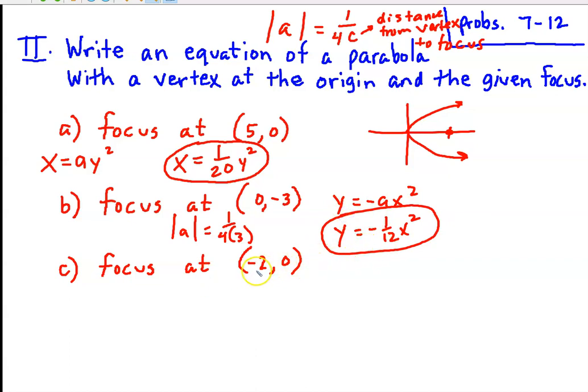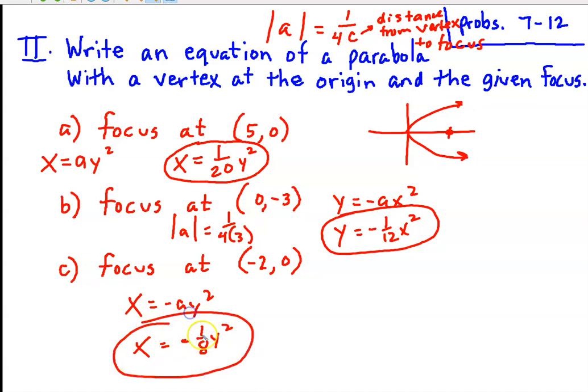Okay, one more. This parabola opens to the left. Just look at where your focus is. Here's the general equation for a parabola that opens to the left. I just have to find out what A is. Well, it's 2 units from vertex to focus. C is 2. That means A is 1/8. And so my equation for this parabola would be that.